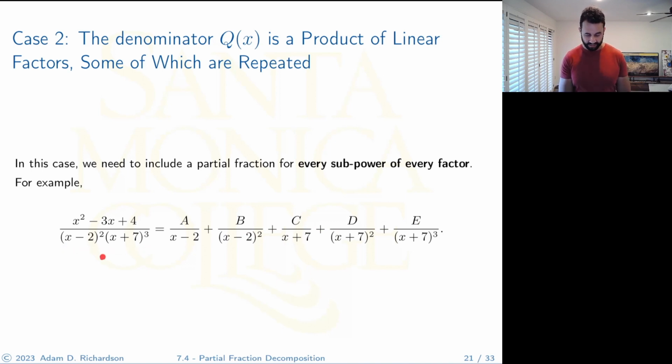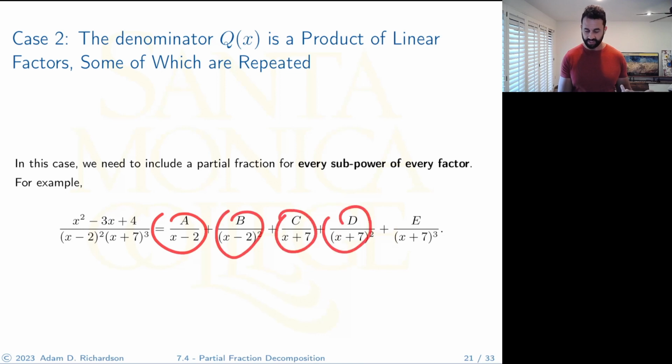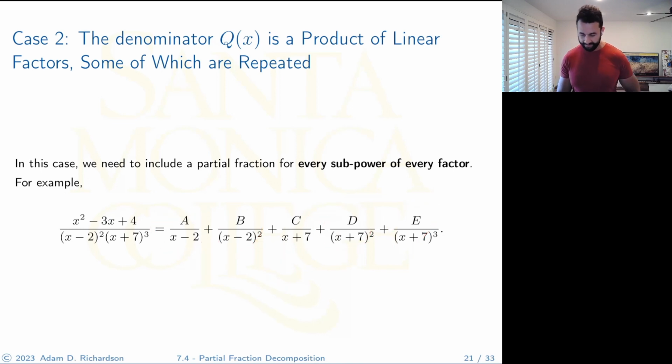But look, see the multiplicity here is 2. So that means we need a partial fraction when the multiplicity is 1, and we need another one for when the multiplicity is 2. This factor has multiplicity 3, so we need a fraction for each one of those powers. Multiplicity 1, multiplicity 2, multiplicity 3. And that's it. So if you've got repeated factors that are linear, this is the type of structure you're going to have to use. All right?